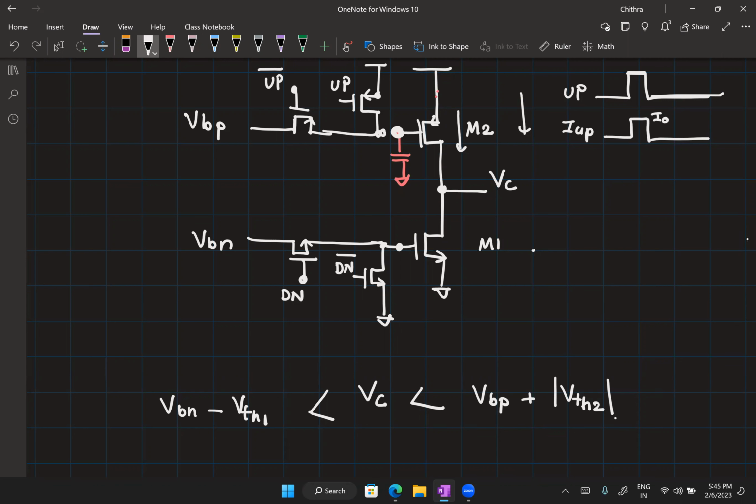This is clear. Now, is this range larger or smaller than the other charge pump, than the VC range for the other charge pumps? Large, small, same, similar? Feel free to look back at your notes.